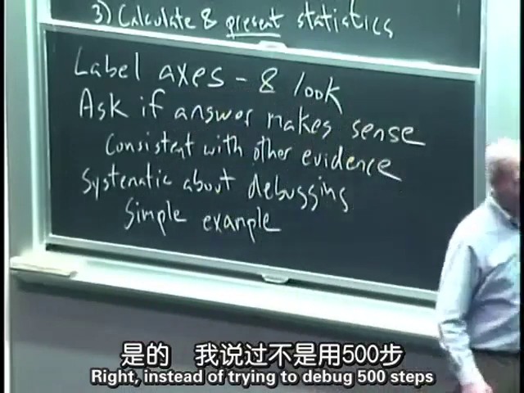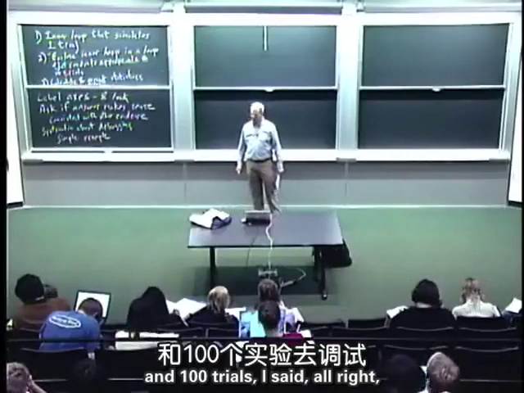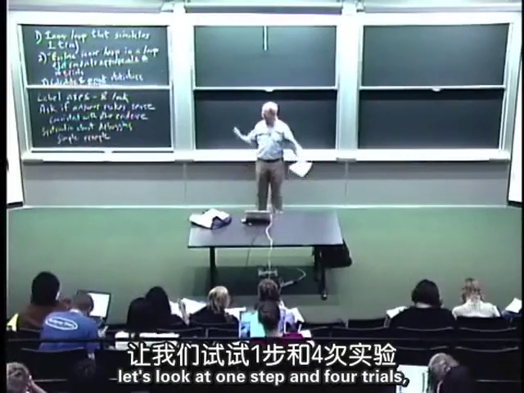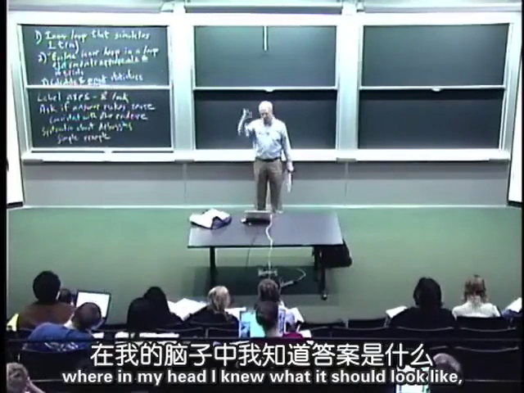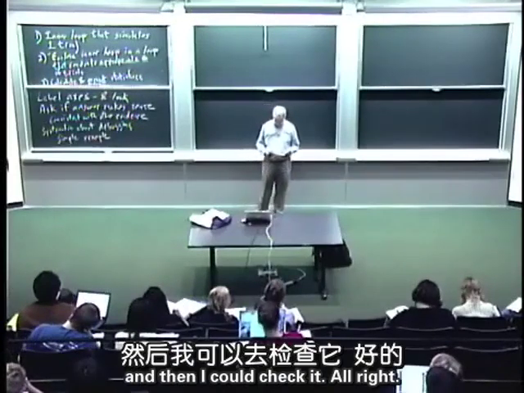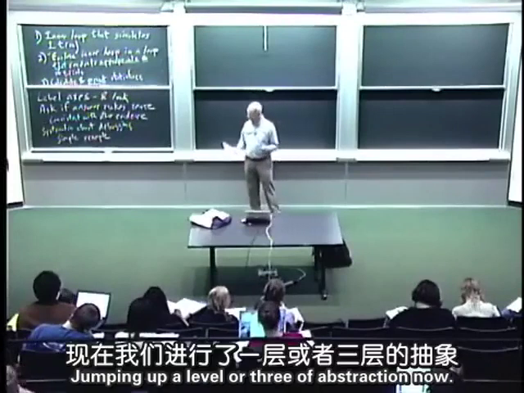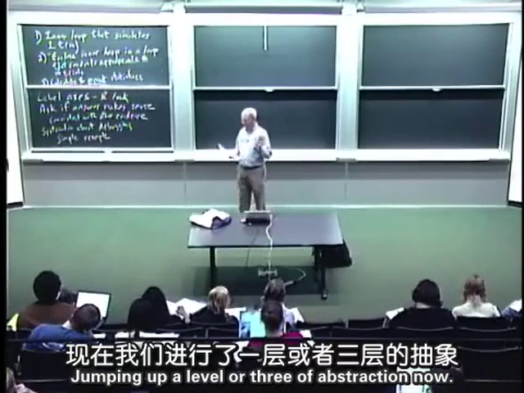Instead of trying to debug 500 steps in 100 trials, I said, all right, let's look at one step and 4 or 5 trials, where in my head I knew what it should look like, and then I could check it. All right. Jumping up a level or 3 of abstraction now.